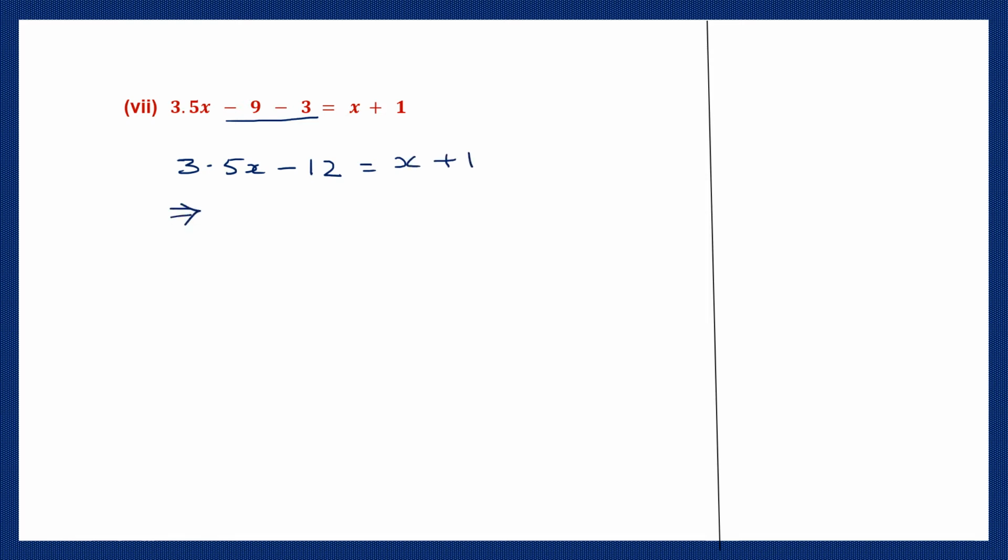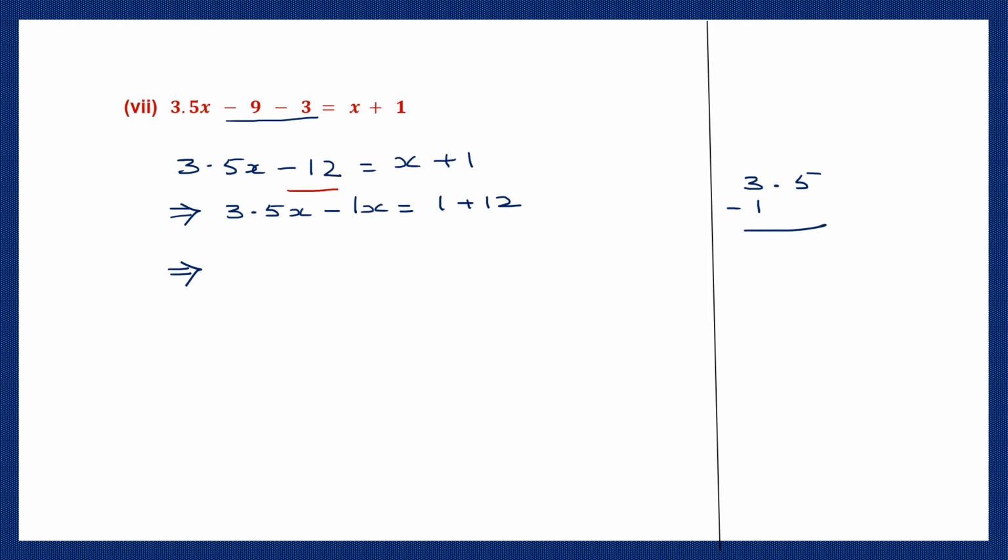Now here we'll put all the x terms together. So 3.5x, and I'll bring x from the right hand side to the left. So it becomes minus 1x. Then I have 1, and I'm going to transpose minus 12, which is here, to the right hand side, from the left to the right. So it becomes plus 12. So here I have 3.5x minus 1x. Let's do that subtraction, 3.5 minus 1.